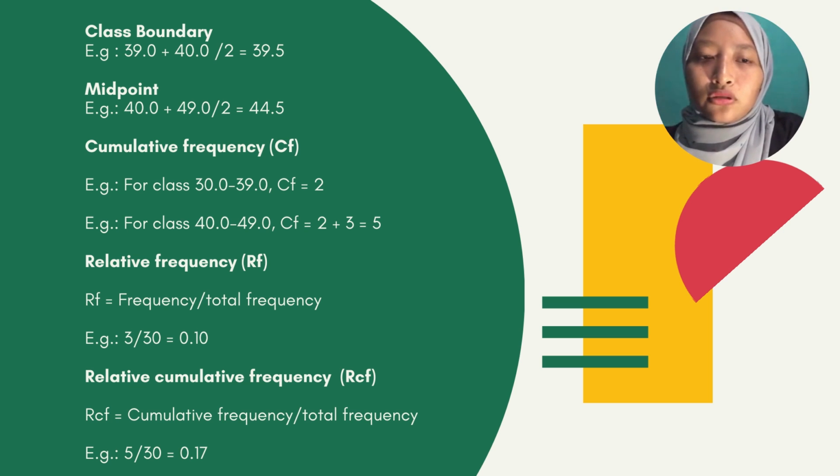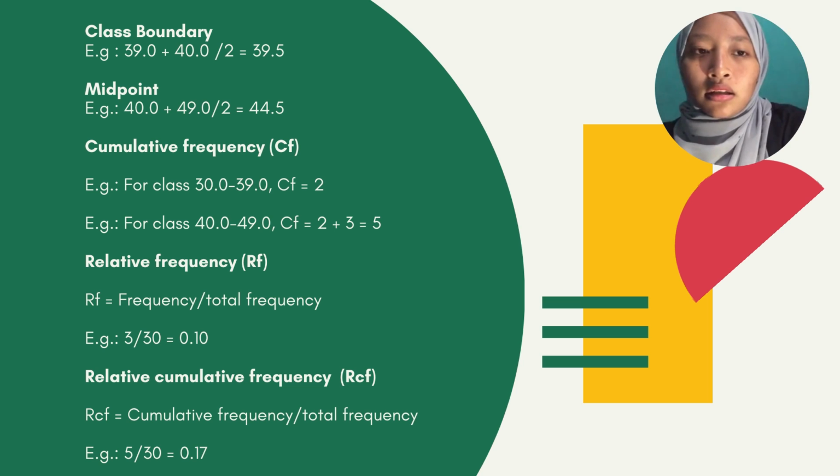Okay, for the next slide, I'm going to show you some examples of how you get the calculation. For class boundary, for example, you want to get the class boundary from class interval 40 to 49, you have to add the upper limit from the class interval before, which is 39, with the lower limit from the class interval that you want, which is 40, and divide it by 2 and you will get 39.5. For the midpoint, for class interval 40 to 49, you just add both values and divide by 2 and you will get the answer, which is 44.5.